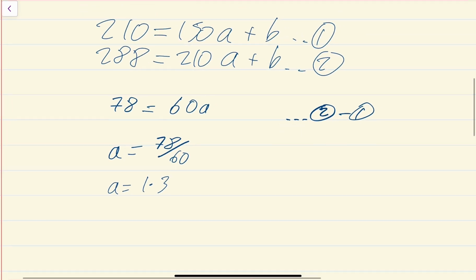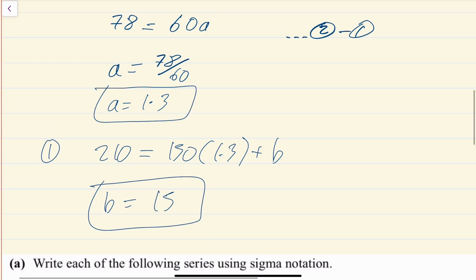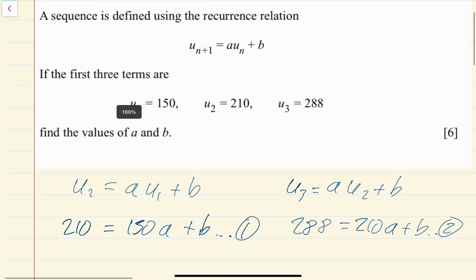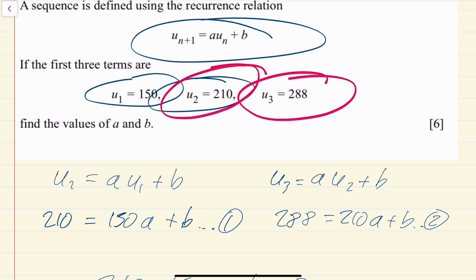So a is equal to 1.3, and then sub that back into equation 1. So 210 is equal to 150 times 1.3 plus b, which means a wee bit of working out. Your b is 210 minus 150 times 1.3, and that b works out to be 15. So b is 15 and a is 1.3. So that was just using the recurrence relation, which you can use to connect u1 and u2, and also to connect u2 and u3.